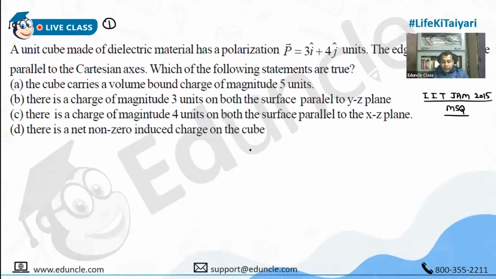IIT JAM 2015 MSQ. Polarization of the dielectric material is given, and then they are asking you about the volume charge density and the surface charge density bound, because dielectric will get polarized, and because of polarization there is creation of bound charge within the volume and on the surface of the dielectric, and that is what we call as polarization.